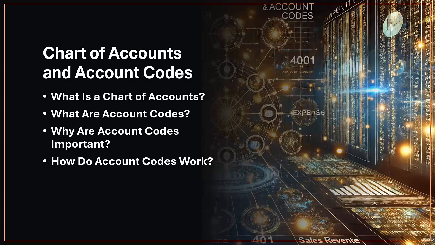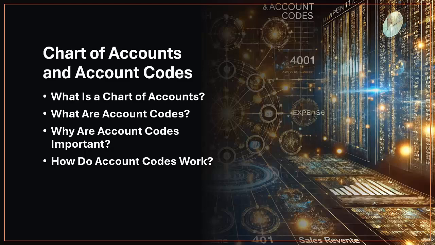A chart of accounts, COA, is like a detailed list of all the accounts a business uses to record its financial transactions. Think of it as a directory or filing system that organizes every transaction into categories like income, expenses, assets, liabilities, or equity. The purpose of the chart of accounts is simple: to make sure every financial transaction is recorded in the right place, to help the business easily track and report its financial health.